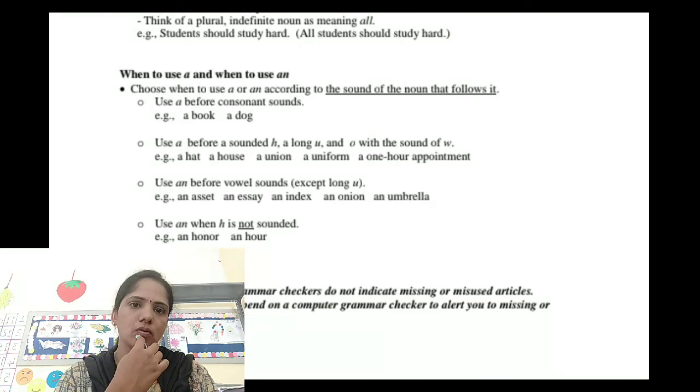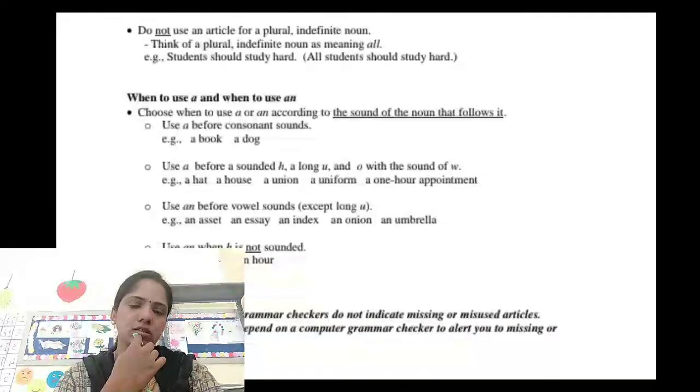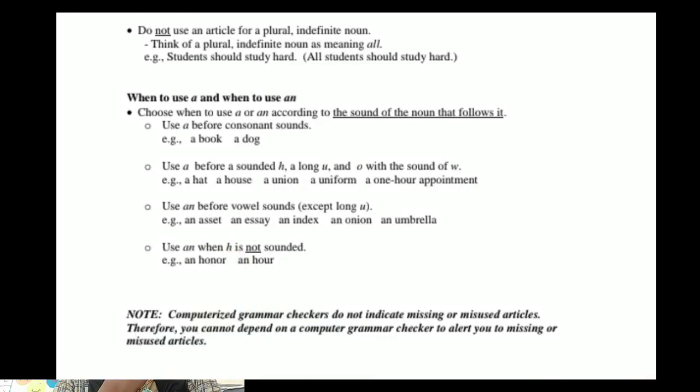Use "a" before a consonant sound: a book, a dog. Use "a" before a sounded h, a long u, and o with the sound of w. For example, a hat, a house, a union, a uniform, a one-hour appointment. Use "an" before a vowel sound. Example, an asset, an essay, an index, an onion, an umbrella. Use "an" when h is not sounded. Example, an honor, an hour.